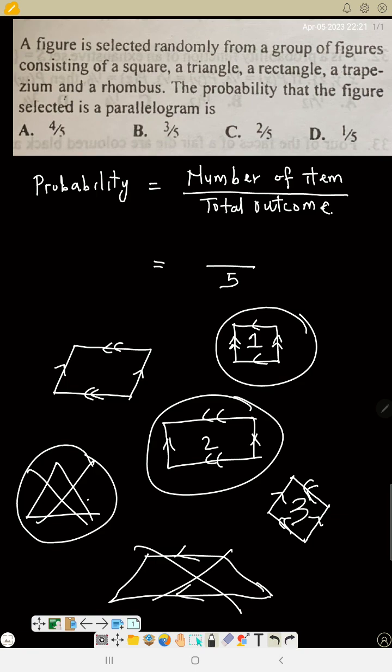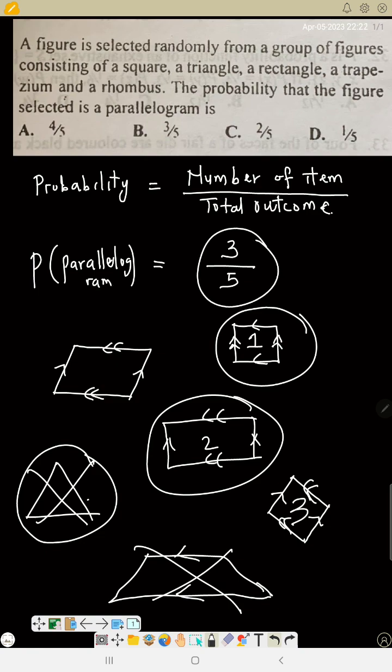So that means out of all the shapes, we have 3 parallelograms. So the probability that the figure selected is a parallelogram is 3/5. So the correct option is B.